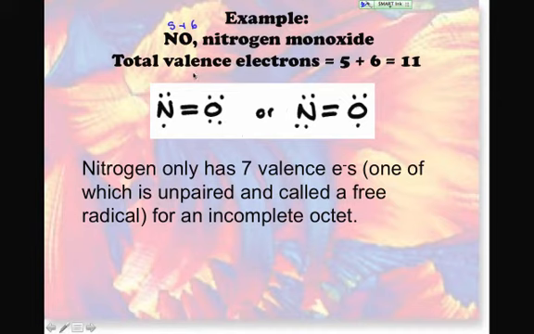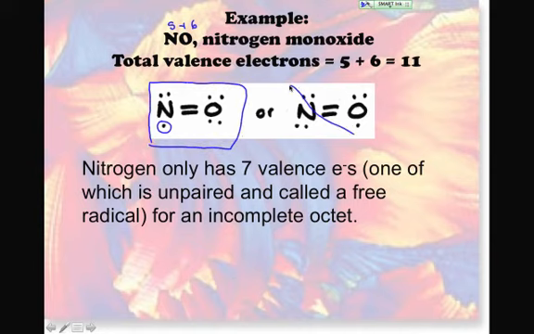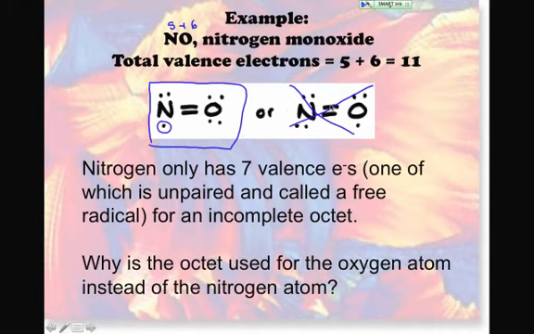Nitrogen has only 7 valence electrons, and one of it is unpaired. It's called the free radical. That's this guy. And this structure is actually going to be more stable than this one. Could you figure out why? You could try using formal charge, but truly it's more about electronegativity, right? Oxygen is more electronegative, so it's more likely to have an octet than nitrogen is.